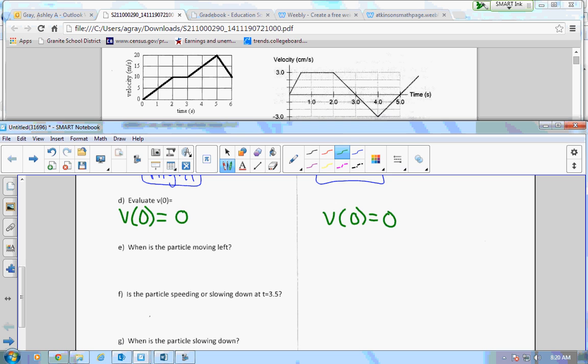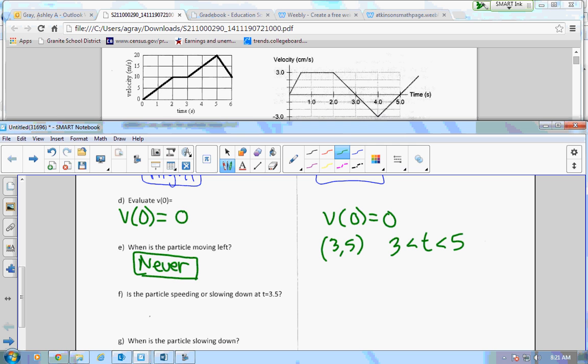Okay, part E, when is the particle moving left for the one on the left? Never, because does it ever dip below the x-axis? No, it doesn't. Never. Versus the one on the right, when is the particle moving left? 3 to 5. There are 2 ways you can write this, (3, 5), or 3 is less than t, which is less than 5. I would not put equals because at 3 and at 5 it's changing from going left to right. If it was an endpoint, you can put equals. But if it's in the middle, you don't put equals.